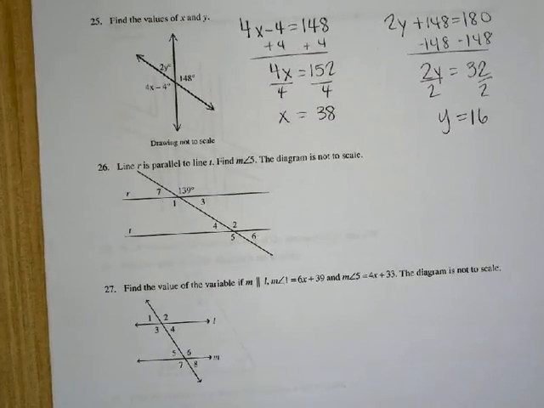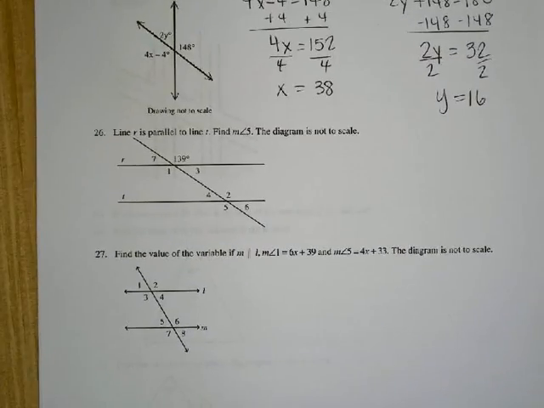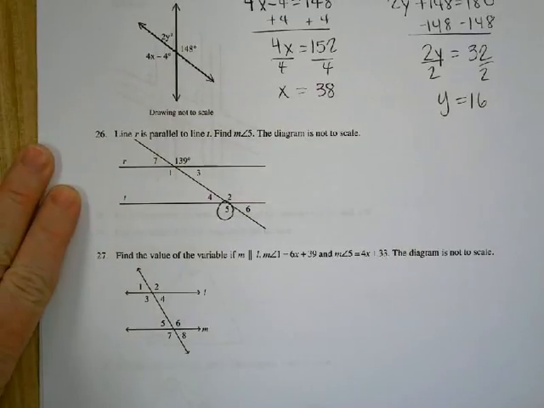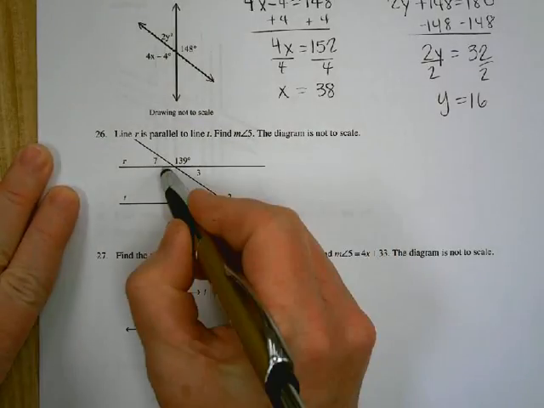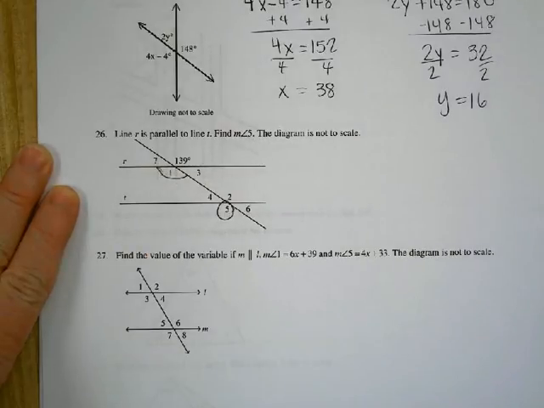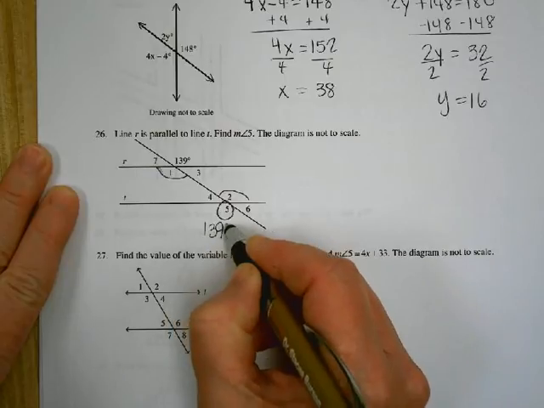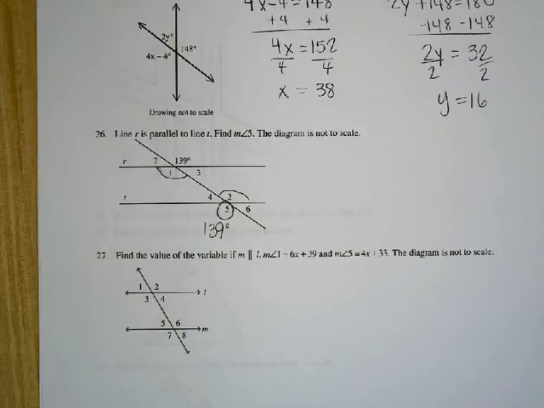Line R is parallel to line T. Find the measure of angle 5. Tell me about angle 5. You know that one's 139. So 1 is also 139. 2 is 139. So this one's also 139. What would the measure of the other angles be in this problem? 41 degrees.